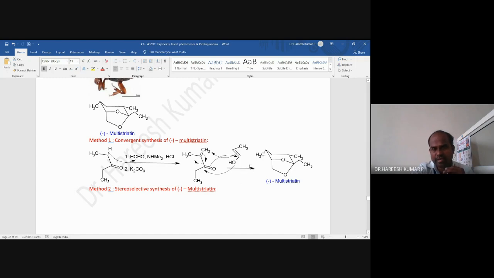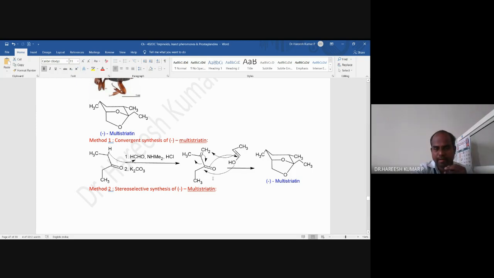How is it happening? The lone pair present on the oxygen can react with this carbon. When there is a new bond formation between this oxygen and this carbonyl carbon, there will be a new bond formation between this carbon and this carbon. Similarly, there will be a new bond formation between this carbon and this carbon, and this bond pair is moving over here. Then this multistriatin is obtained. So you can try to write the mechanism for the conversion of the 4 plus 2 addition product to multistriatin, so that you will have a clear idea.